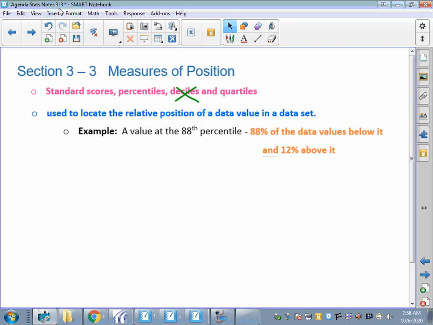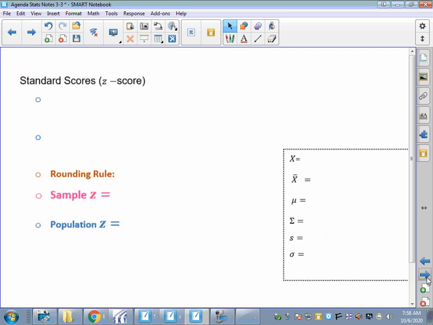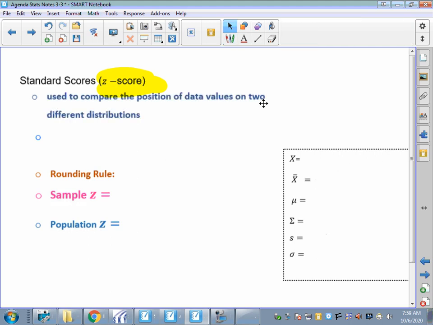So the first measure of position is standard score. And I call this primarily z-scores. We're going to use z-scores a lot, so get used to using that term instead of standard score. A standard score is used to compare the position of data values on different distributions. The example that I have here in the notes that we're going to do in just a minute is, what if you scored this on a history test and this on a stats test? Which one did you do relatively better? So we can compare your score position, even though it's two different tests, two different everything.